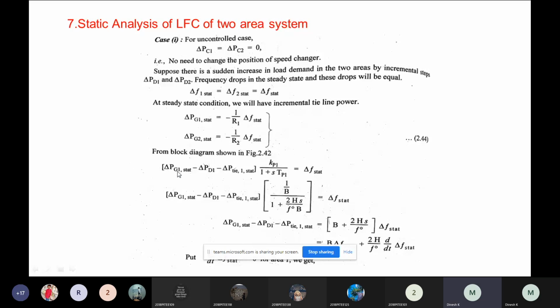So del PG1 static minus del PD1 minus del P tie 1 static, times KP1 divided by 1 plus S TP1, equal to del F stat.